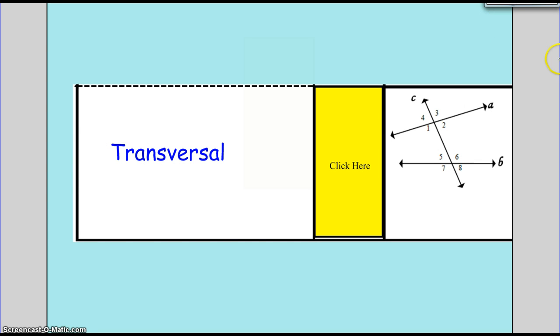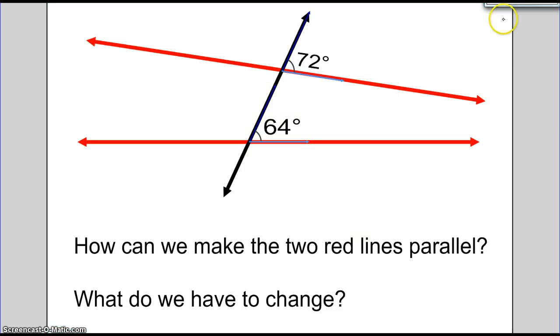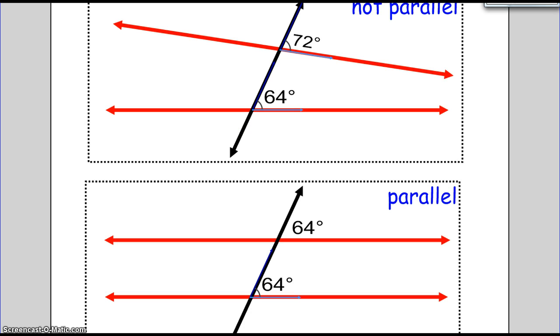A transversal here in this diagram right here, it's going to be line C. I have two lines A and B, and this line C is cutting across. Now, how can we make the two red lines parallel if we know that this angle is 72, this angle is 64? What would we have to change to make these two red lines parallel? We'd have to make these two angles congruent. So you notice how these two are different, so they're not parallel, and these two are the same, so they are parallel.